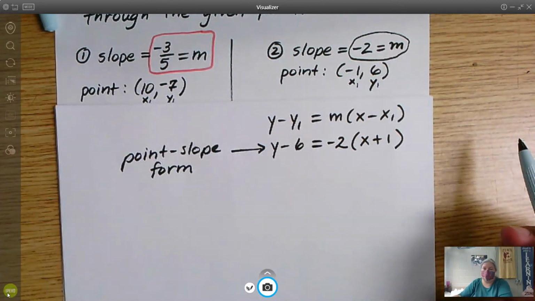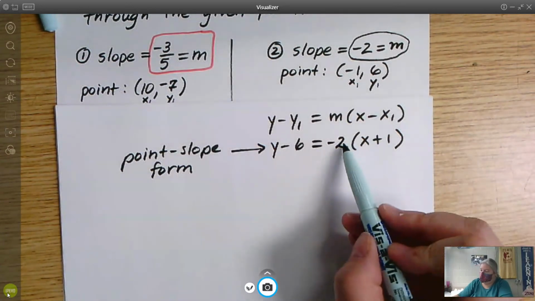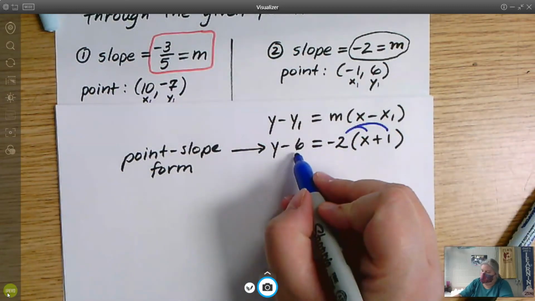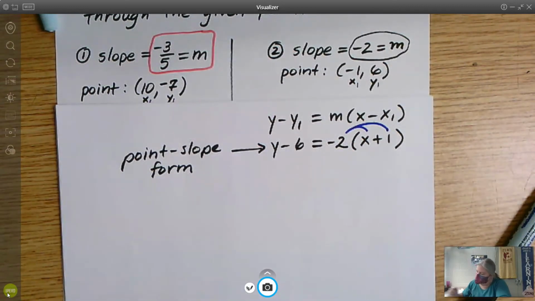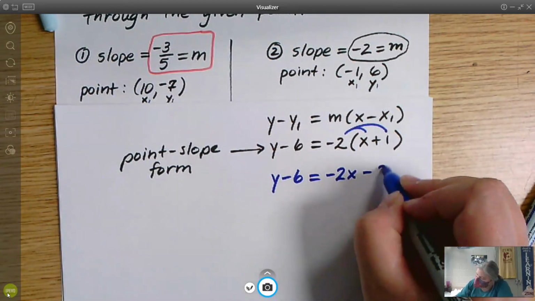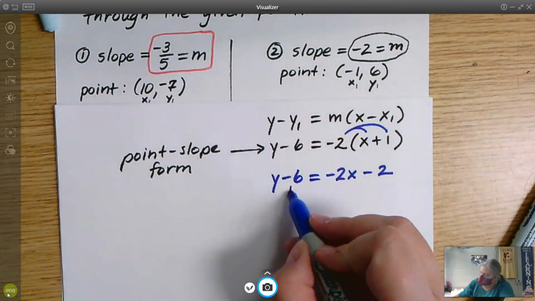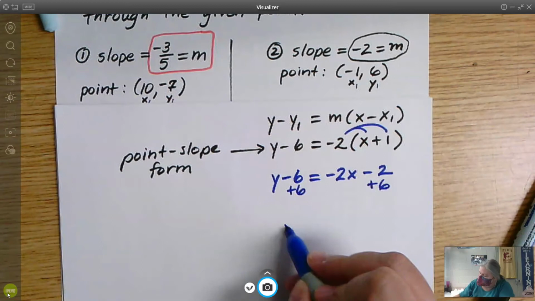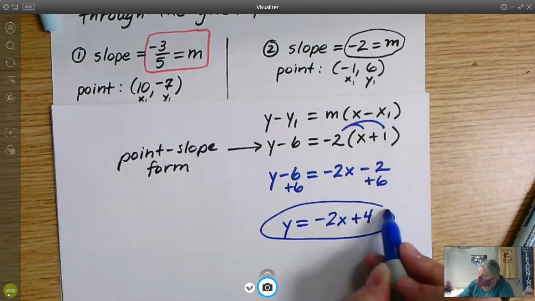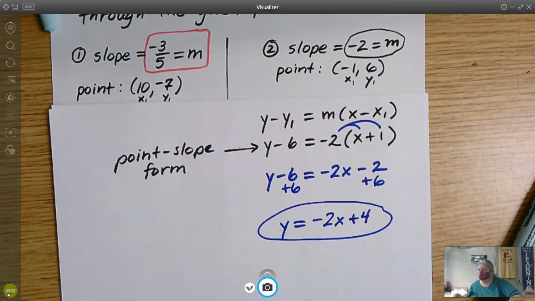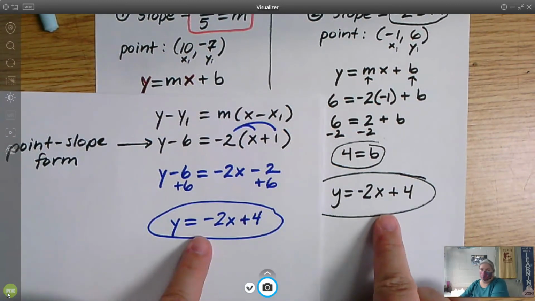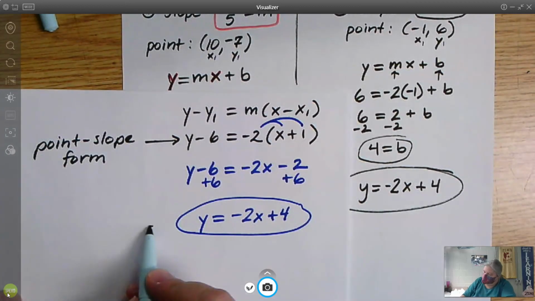If you need it instead to be in slope-intercept form, then we're going to distribute and then move the negative 6. So let's go ahead and do that. First, distributing gives me negative 2x minus 2. Then moving the negative 6, add 6 to both sides, and I have y equals negative 2x plus 4, which should be the exact same answer I got when I did the whole thing in slope-intercept form from the start. So this is slope-intercept form.